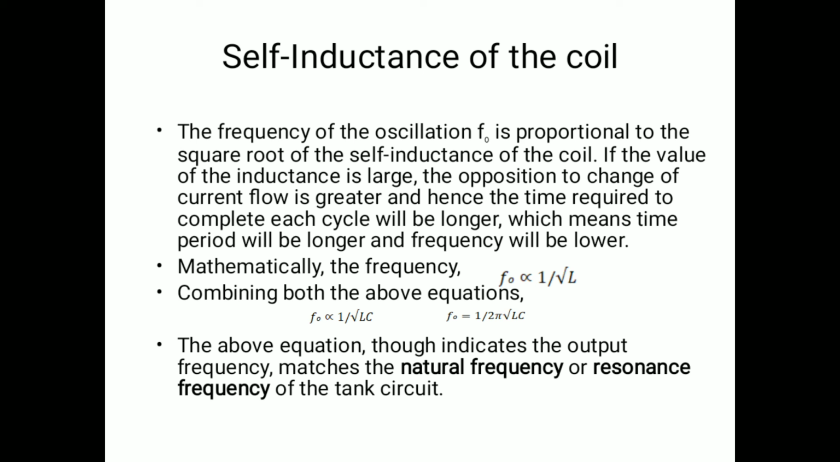Now similarly, what should be the value of the inductance L? The frequency of oscillation is also proportional to 1 over the square root of the self inductance of the coil. Now if the value of L is large, the opposition to the change of current flow is greater. So the time required to complete each cycle will be longer, which means the time period will be longer, and the frequency will be lower, because time and frequency are inversely proportional.